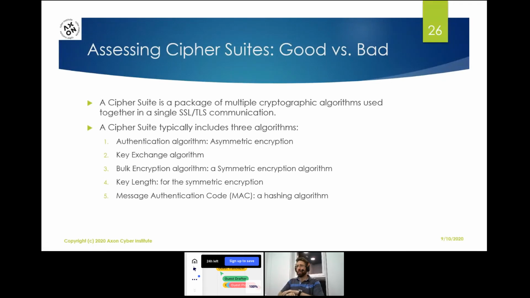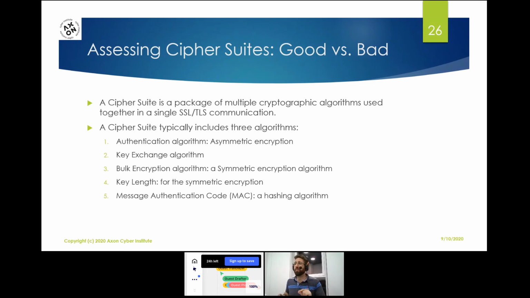Okay, so we talked about the protocols, the background, and the history of protocols. Then we moved on to the vulnerabilities. We talked about POODLE, BEAST, CRIME, Logjam, and some others. Let's talk about the cipher suites. You're going to encounter cipher suites a lot when you do any SSL auditing or SSL assessment.